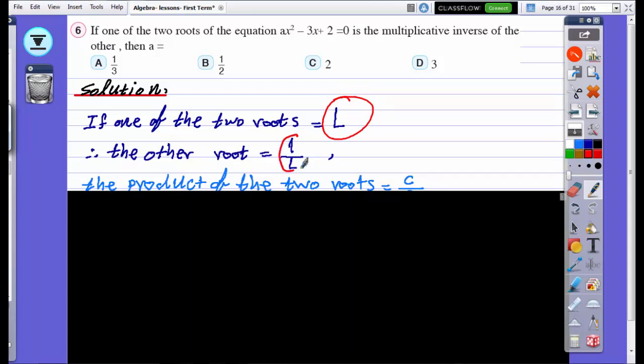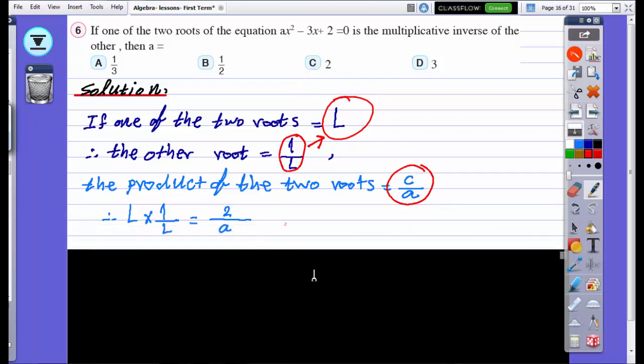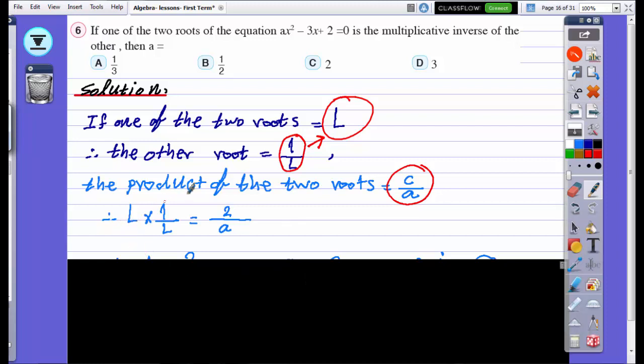One of the two roots is the multiplicative inverse of the other. If one of them is L, the other is 1 over L. And the product of the two roots equals C over A. Here we have A equals A and C equals 2. Now we can substitute the product of the two roots, L multiply 1 over L equals 2 over A, as 2 equals C. C equals 2.